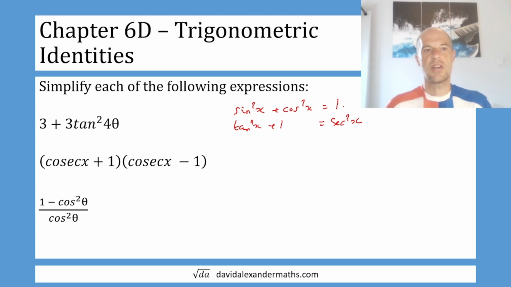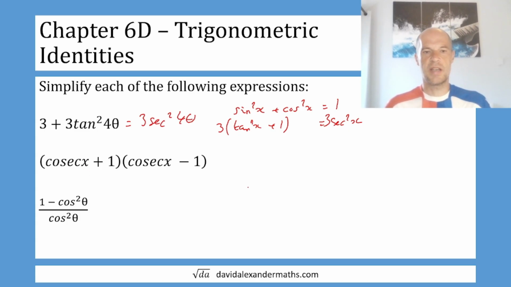Okay, so 3 plus 3 tan squared is the same as 3 lots of tan squared plus 1. So that's going to be 3 sec squared x. 3 lots of tan squared plus 1 is 3 tan squared x plus 3, which is what we've got. The only difference is it's a 4 theta instead of an x, but that's fine. That's just simply 3 sec squared 4 theta.